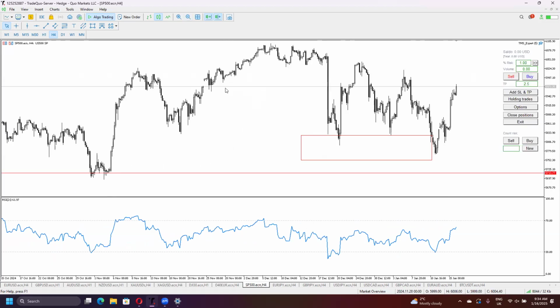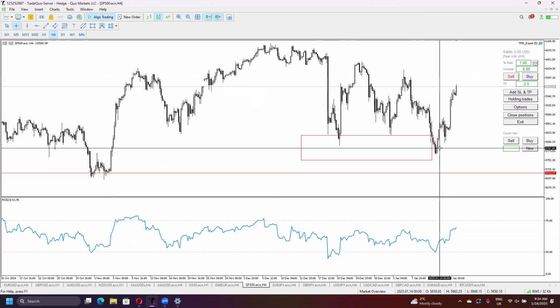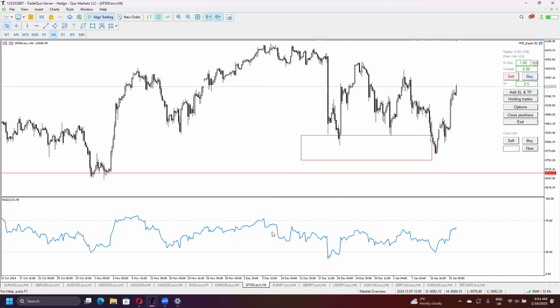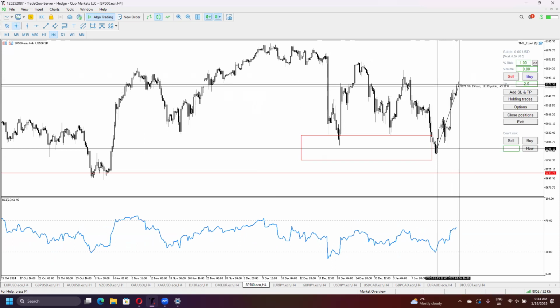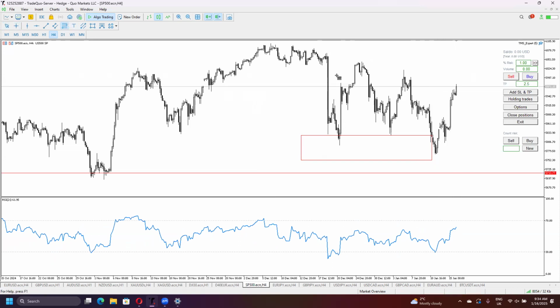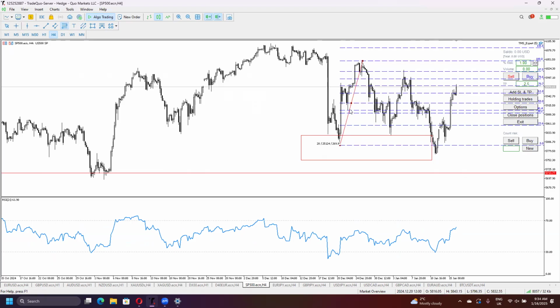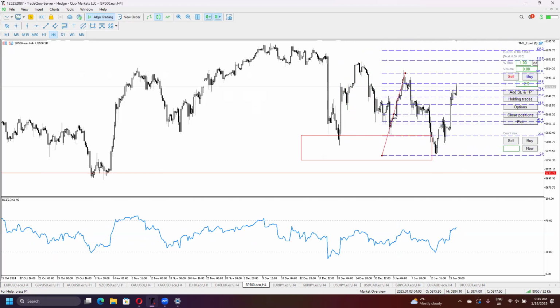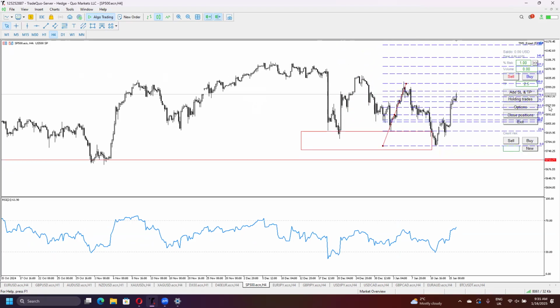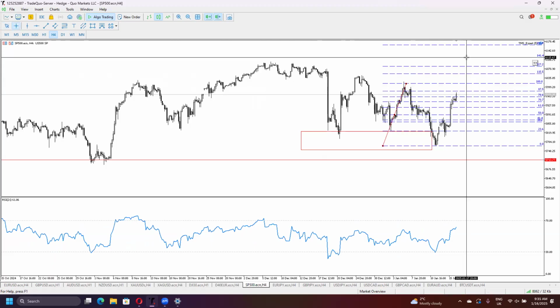S&P, pretty much similar to Dow Jones. We had a new bottom. After that nice swing, most probably there is no overbalance because this is the biggest correction. So overbalance will be already close to the top. Yes, as you can see, it's already above the top.